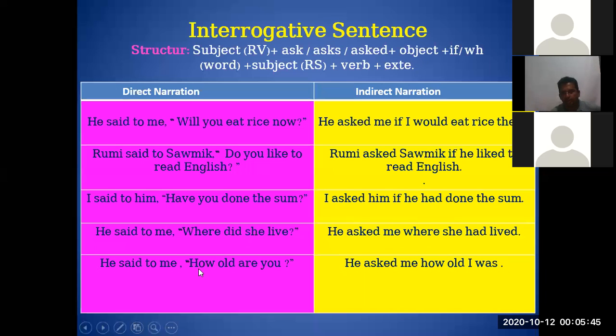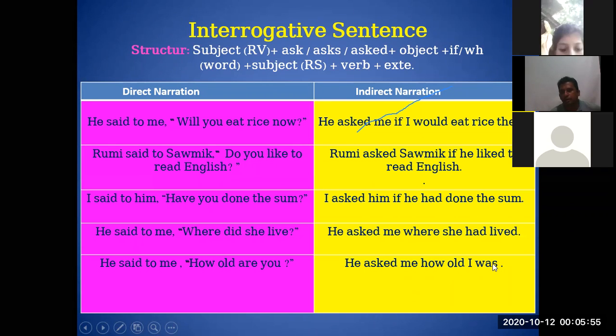Here, how old? There is a connection between how and old. So we put how and old together. Then we put subject and auxiliary verb. Here, are is converted into was, because in place of am, is, are, we put was or were.